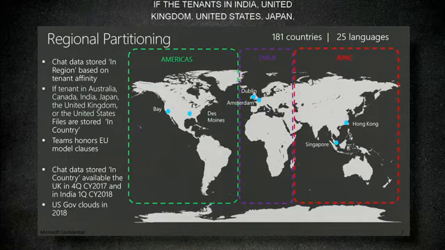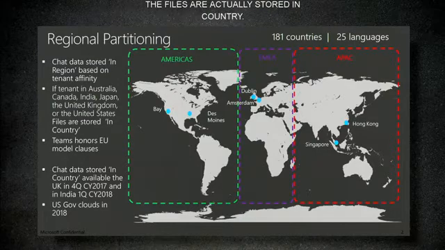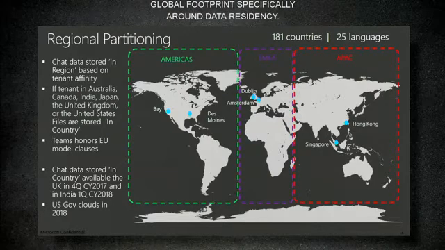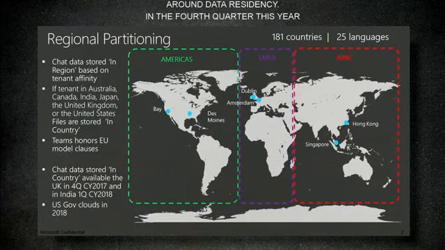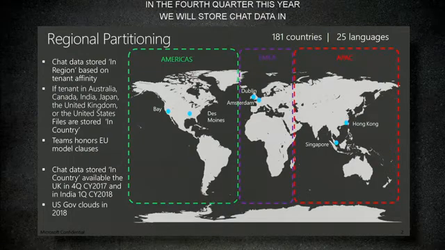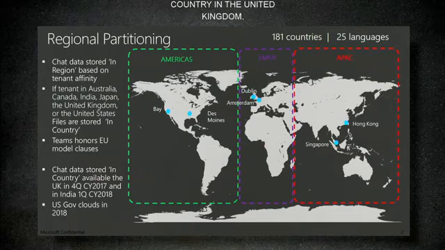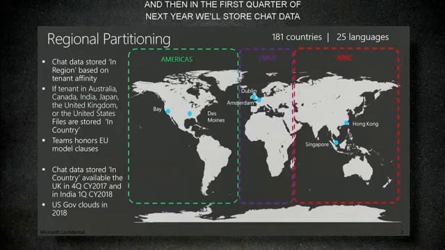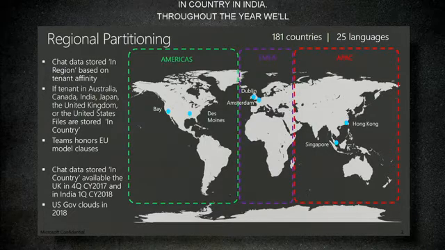And we continue to invest in our global footprint, specifically around data residency. So in the 4th quarter of this year, we will store chat data in country in the United Kingdom, and then in the 1st quarter of next year, we'll store chat data in country in India, and then throughout the year, we're going to continue to invest in data residency in the different in-country locations that Office 365 is available today.